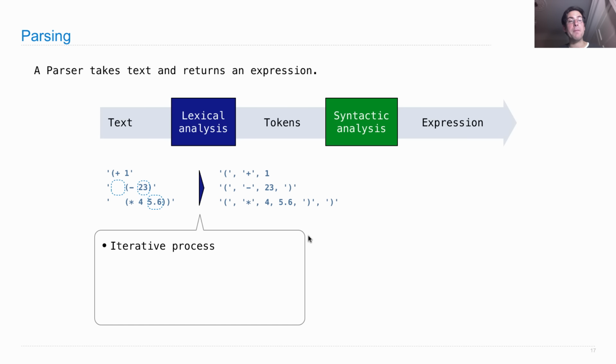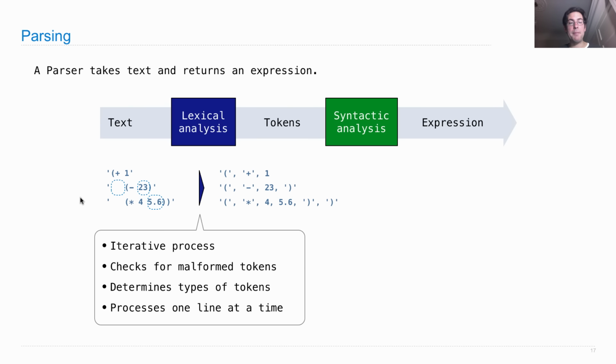So this is an iterative process. It goes through each line and breaks it up into tokens. It checks for malformed tokens. It determines the type of each token. So it's figured out that this is a symbol, whereas this is a number. And it processes one line at a time. That's lexical analysis. Syntactic analysis processes all of these lines together to give us an expression in the language that we're trying to parse.